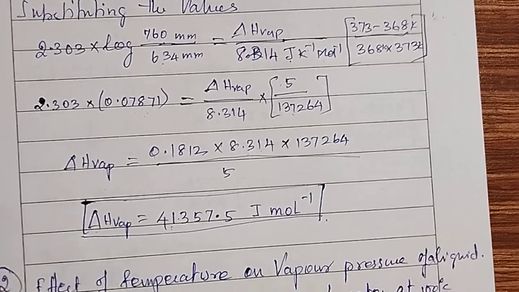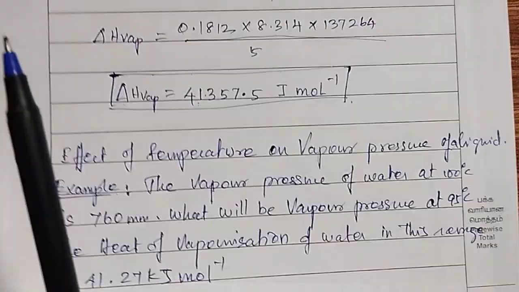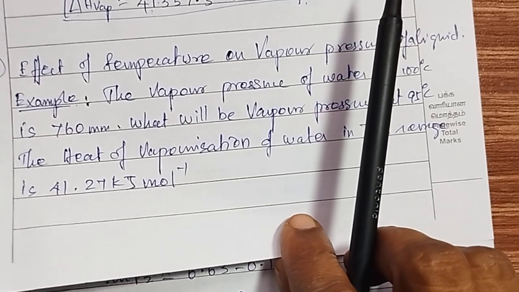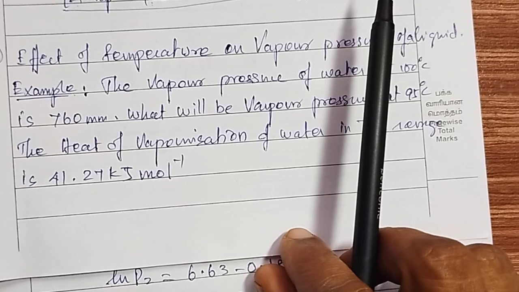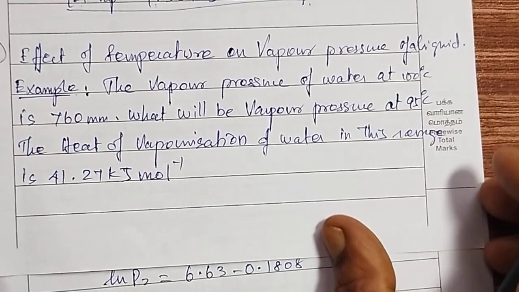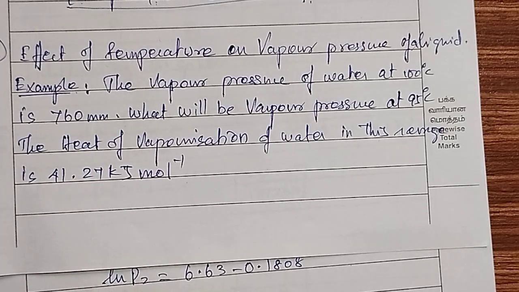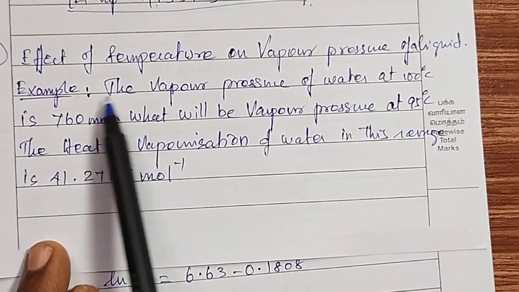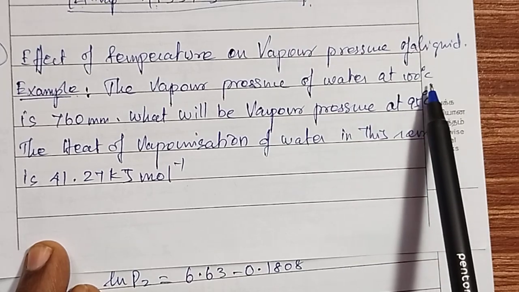The second application of the Clausius Clapeyron equation is the calculation of the effect of temperature on vapor pressure. Effect of temperature on vapor pressure is another application. Let us also explain this using a simple problem. Let us take that example: the vapor pressure of water at 100 degrees.